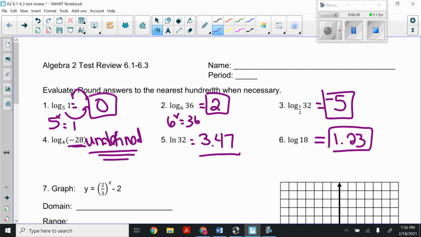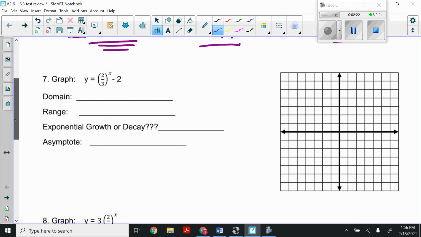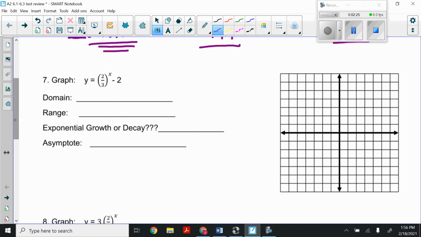All right, so now we're going to look at 7 and 8, graphing logarithms. So number 7 says y equals 2/3 to the x power, all that minus 2. We can go ahead and start with our domain, range, and all of these things. Remember domain of all our exponentials, all real numbers, negative infinity to infinity. The range, remember that the k value affects the range. All exponentials start with a range of y greater than 0, but this one shifted down 2, so now my range is going to be y is greater than negative 2, or I could say negative 2 to infinity.